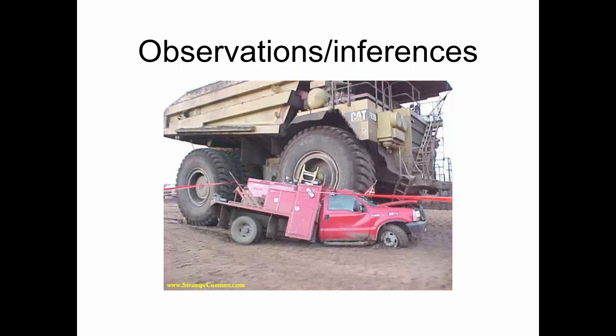Observation. Kyle? There's a big truck on a smaller truck. Okay. Inference, Kate? The person just got out of the car before the big truck hit it. Okay.